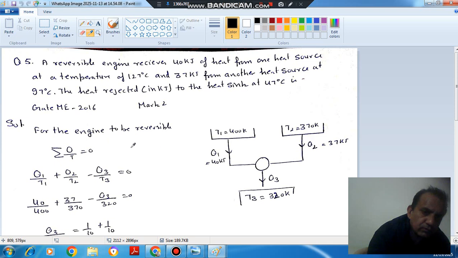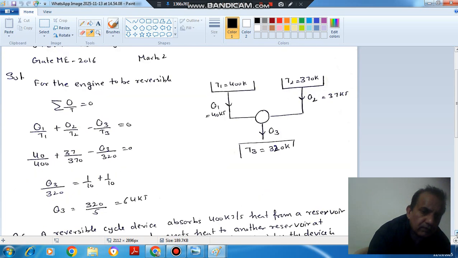So here again using the Clausius inequality. From 400 Kelvin, 127 degrees Celsius, it is receiving 40 kilojoules, and from 370 Kelvin, 97 degrees Celsius, it is receiving 37 kilojoules, and it is rejecting heat to 47 degrees Celsius, that is 320 Kelvin. So using the Clausius inequality, Q1 by T1 is heat received, this is also heat received, and this is heat rejected, so it is negative. So we can find out Q3. T1 is 400, T2 is 370, T3 is 320, Q1 is 40, Q2 is 37, and Q3 will come out as 64 kilojoules.